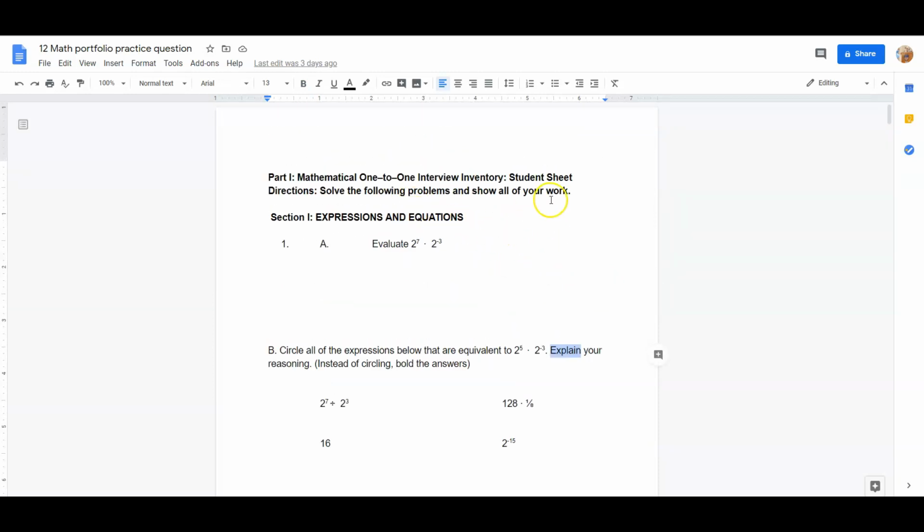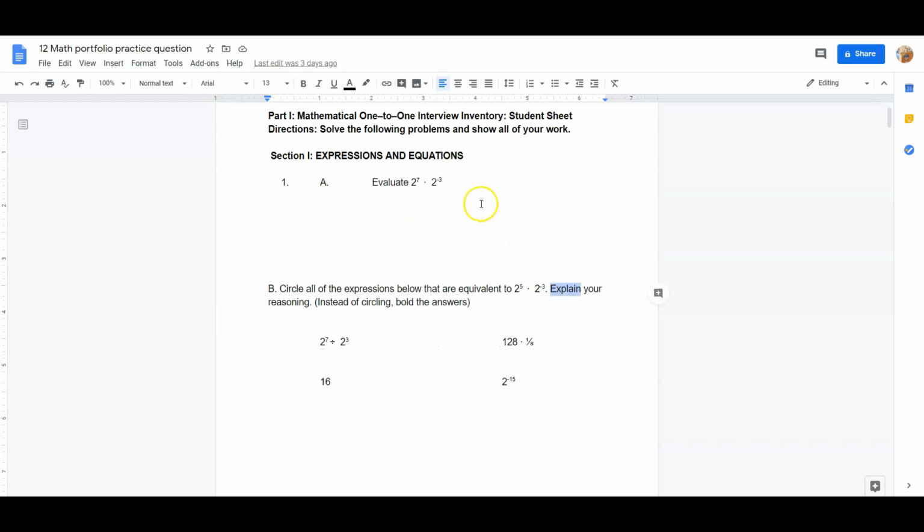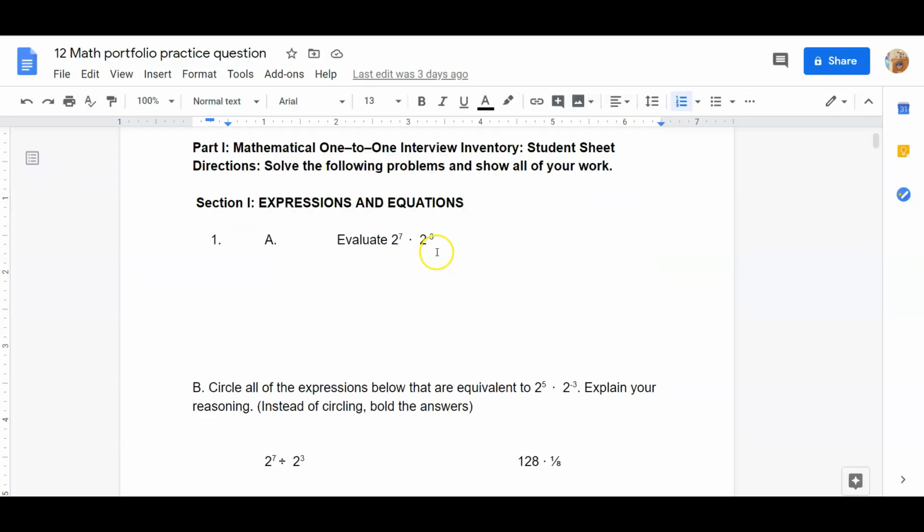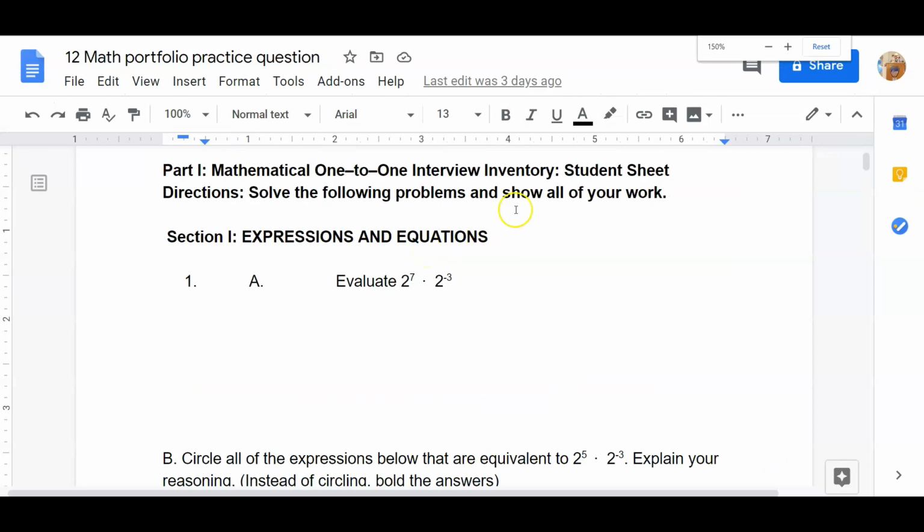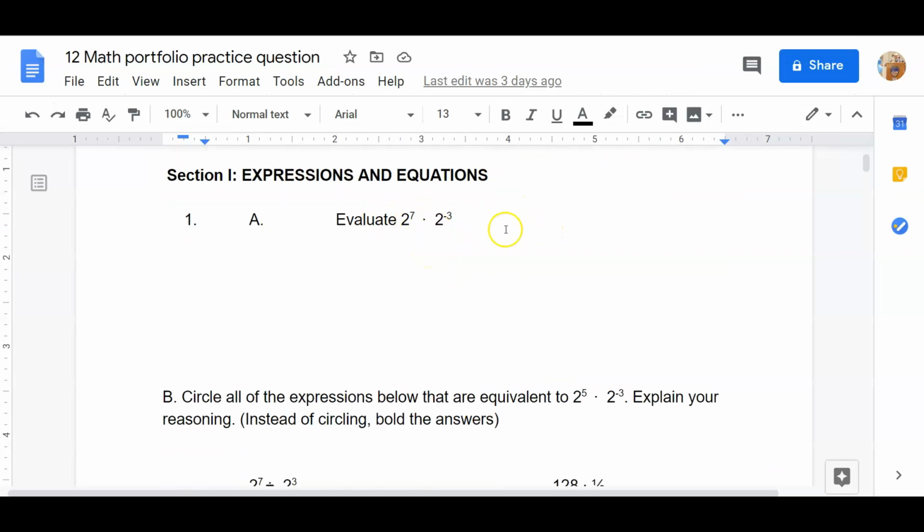So if we look at the first question, it says expressions and equations. Number 1, letter A, asks you to evaluate 2 to the 7th power times, that little dot there, that means multiplication, 2 to the negative 3rd power. As you could see, I made it a little bigger for you so you could see. And we need to look at this problem and all this information you're given, and think back to what we talked about in class.